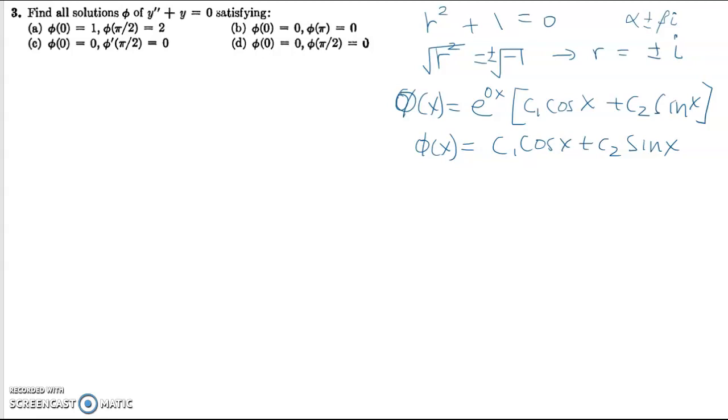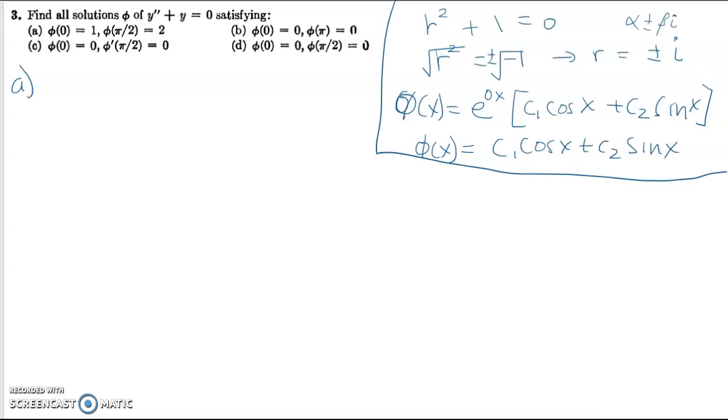Okay, so let's start with part A. We have to plug in 0 for x, so we have phi of 0. This becomes c1 cosine of 0 plus c2 sine of 0. Cosine of 0 is 1, sine of 0 is 0, so we have c1, and this should equal 1. So we immediately find the value of c1.